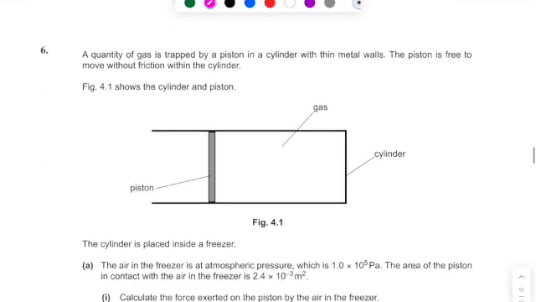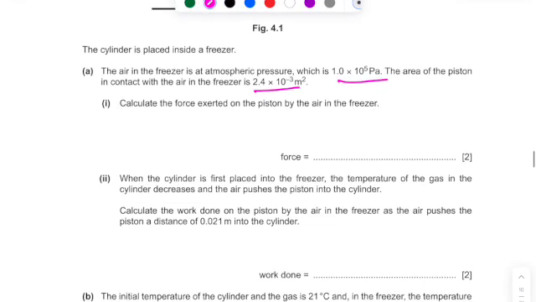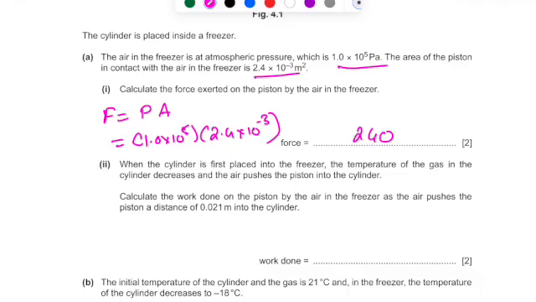Question number 6. A quantity of gas is trapped by a piston in a cylinder with thin metal. The piston is free to move without friction within the cylinder. The atmospheric pressure is given, the area is given. Calculate the force. So we know that force equals pressure times area. Pressure is 1.0 times 10 to the power of 5 pascals times area 2.4 times 10 to the power of minus 3, which becomes 240.